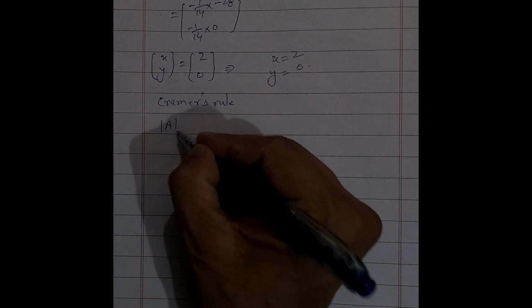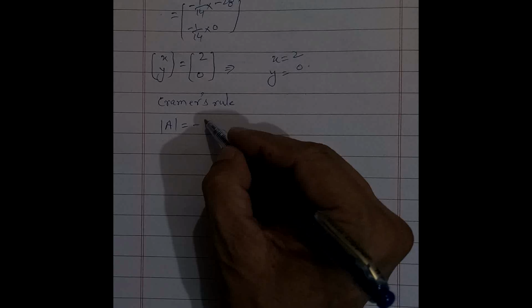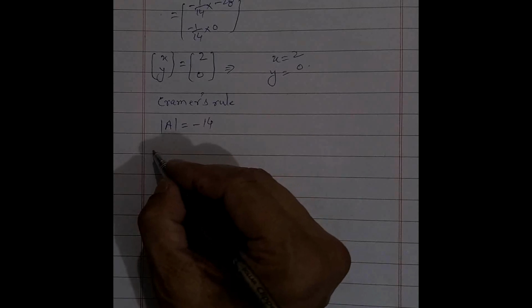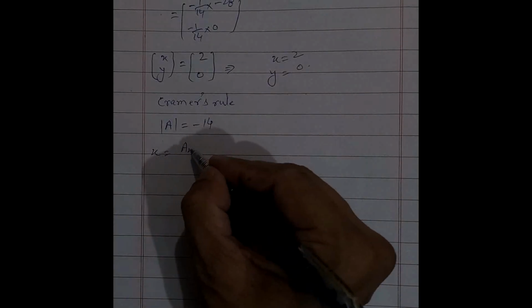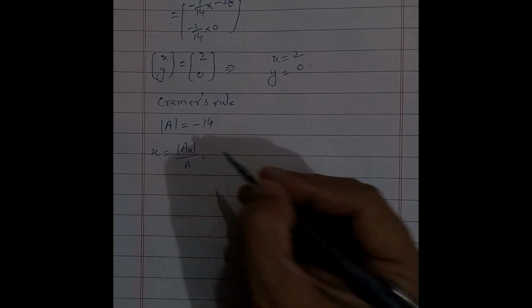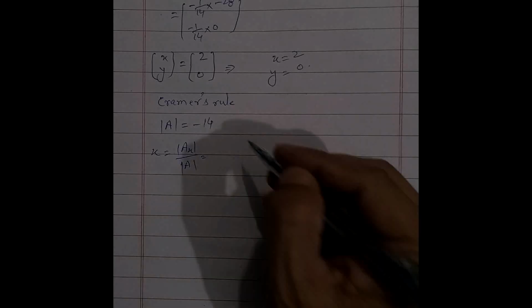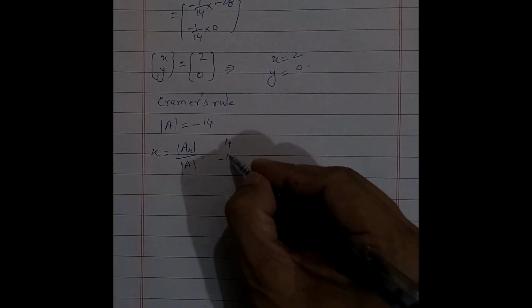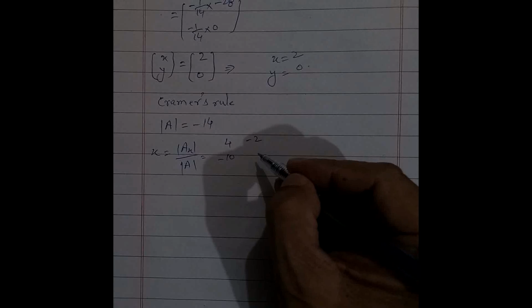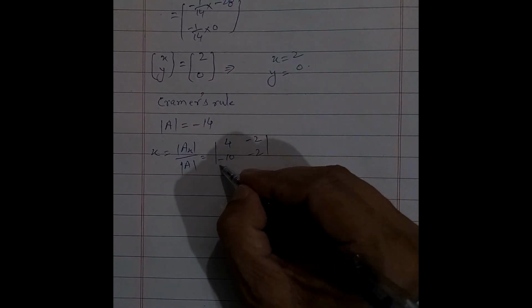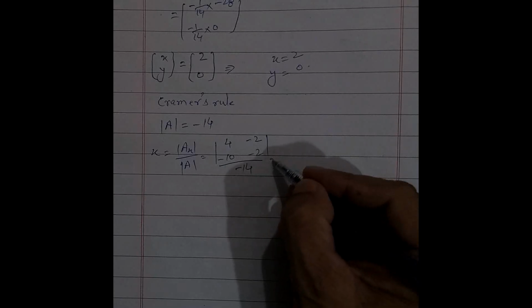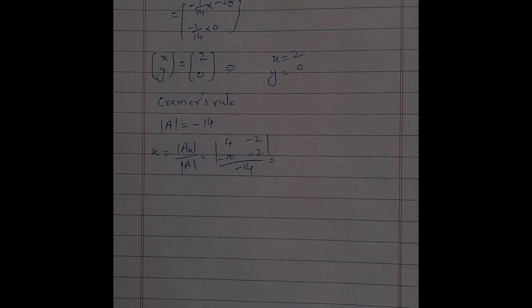In Cramer's rule, we find the determinant of A first, and we know that the determinant of A is equal to minus 40. So we find the value of x and y, where x is equal to the Ax determinant over the A determinant. The Ax determinant is the determinant of 4, minus 10, minus 2, minus 2 over minus 40. And we simplify these values.